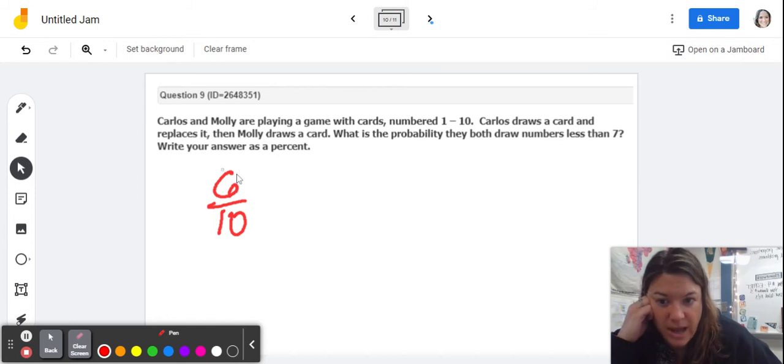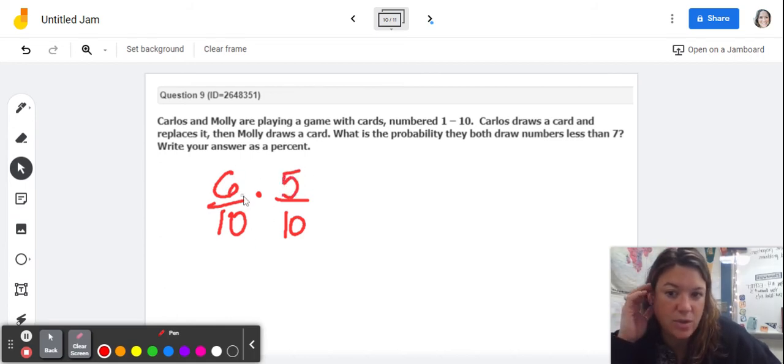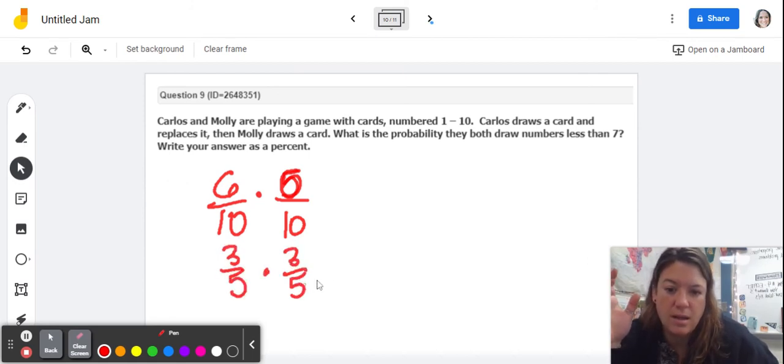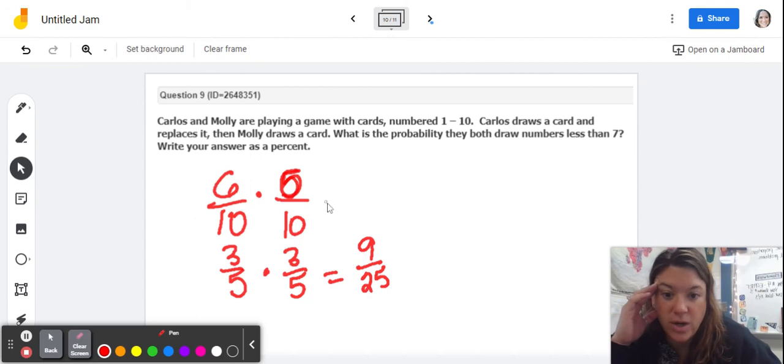And Carlos puts his back. So we're still going to have 10 on the second draw. But now there's only going to be 5 of them that are less than 7 because we have to, no, there'll be 6 again. There'll be 6 again because Carlos puts the first one back. I'm sorry. So there's 6 numbers out of 10 for both of them to get their probabilities. This simplifies to 3/5. So now when I multiply, 3 times 3 is 9, 5 times 5 is 25. Write your answer as a percent.